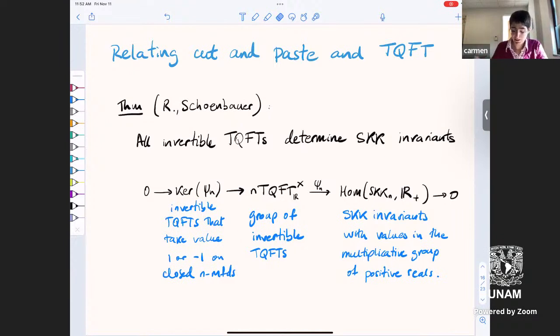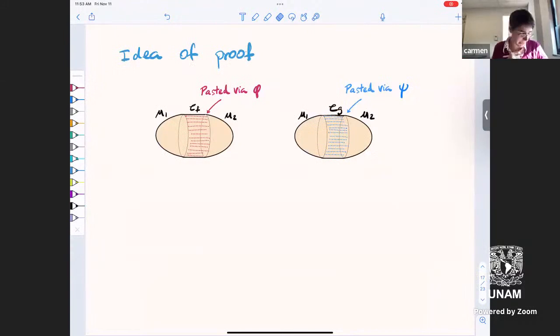It's all of those invertible TQFTs that, when you think of them as SKK invariants, are just going to be the trivial ones in the group. So just the ones that take value one or minus one on those closed n-manifolds and on the morphisms. This is a very nice phrasing of the connection, but maybe I want to give you a very quick idea of how the proof works.